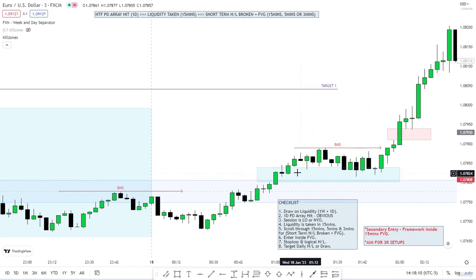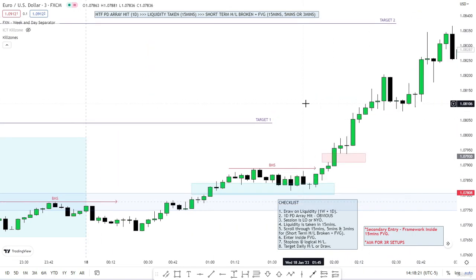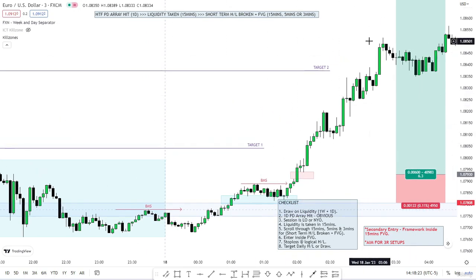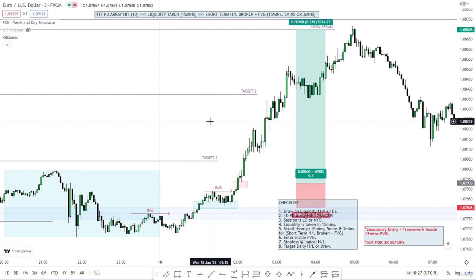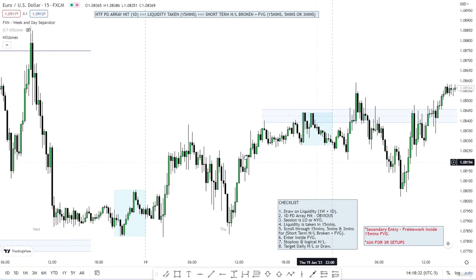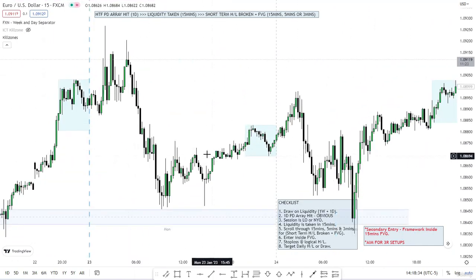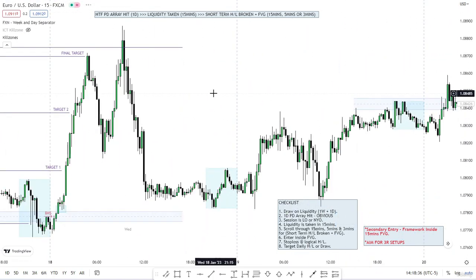It entered into that 15 minutes imbalance, took out its liquidity, then expanded higher, breaking structure, breaking a short-term high, leaving an imbalance. Boom, entry. Then you target the 15 minutes targets now. That's it. That is it. So let's go back to the 15 minutes chart. Let's look at the next entry.